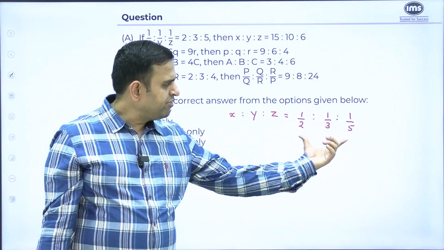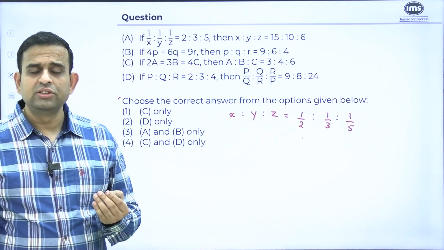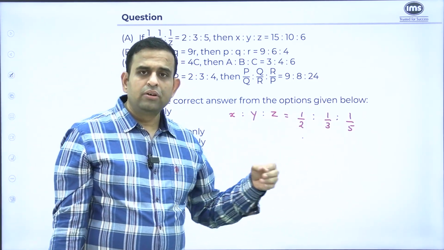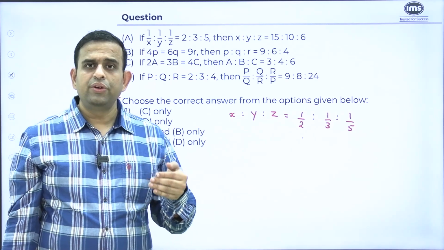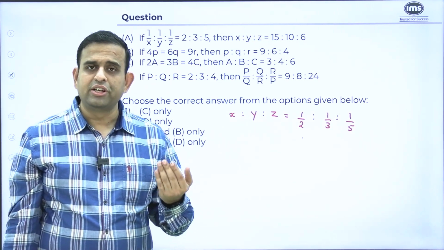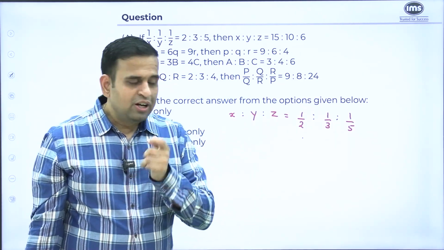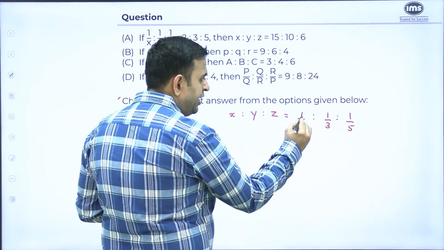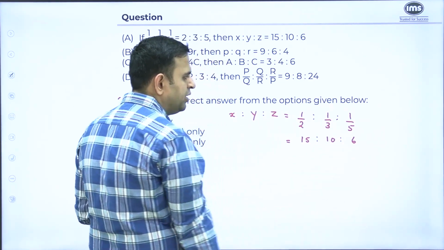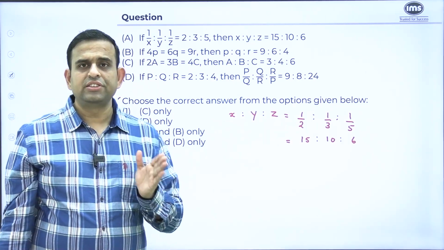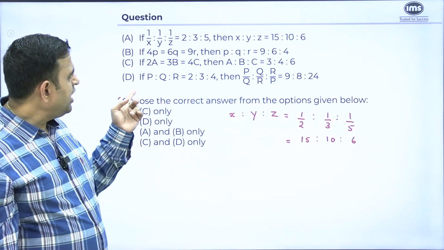And now, if I want a simplified value of this 1 by 2 is to 1 by 3 is to 1 by 5, in that particular case, what we can do is, we can try to multiply this entire ratio by something which is divisible by 2, 3 and 5. And something which is a multiple of 2, 3 and 5, the smallest number I can think of is the number 30. So when you multiply a ratio throughout with the same quantity, the ratio remains unaffected. So in this particular scenario, if I multiply by 30, 30 divided by 2 is 15. 30 upon 3 is 10. 30 upon 5 happens to be 6. So required ratio of x is to y is to z will be nothing but 15 is to 10 is to 6, which clearly means that A happens to be true.